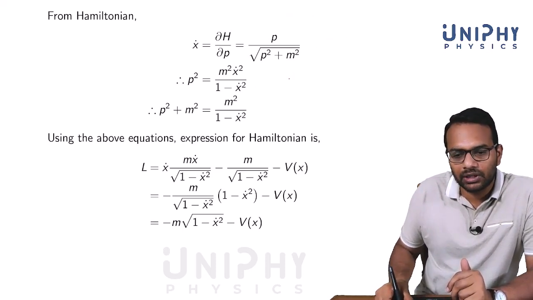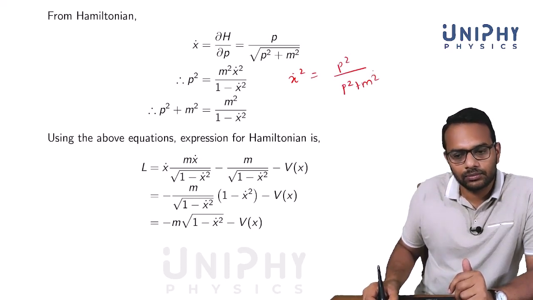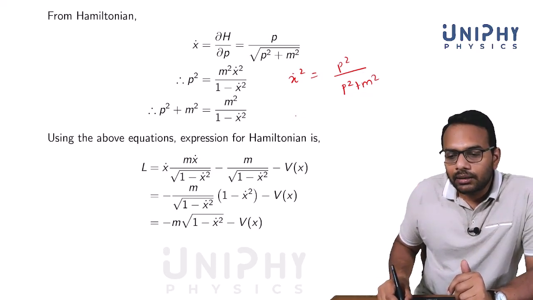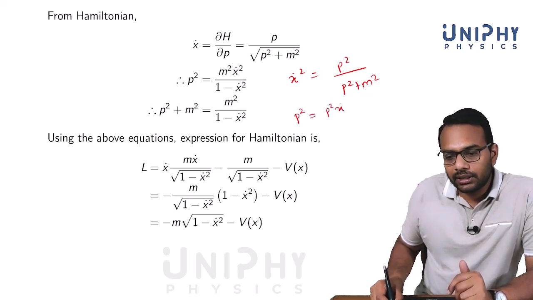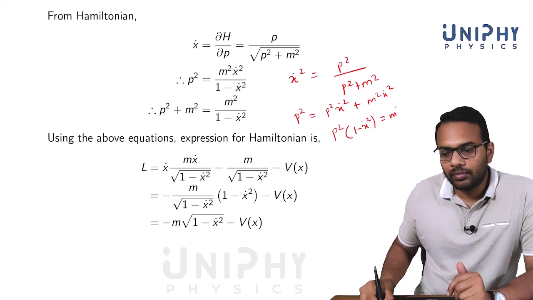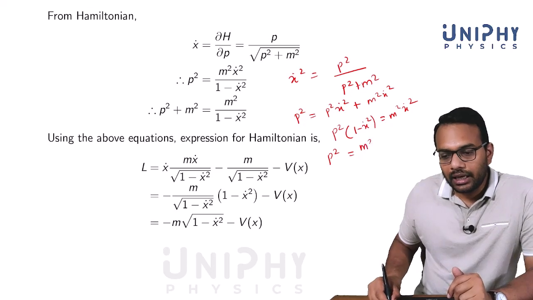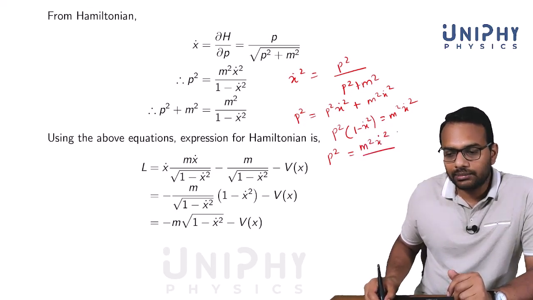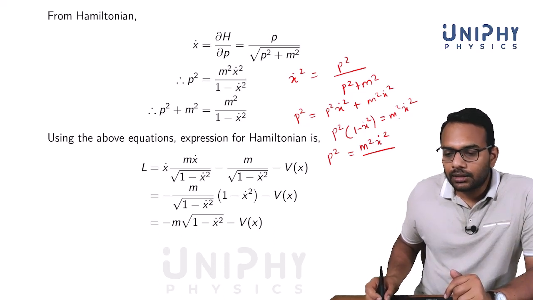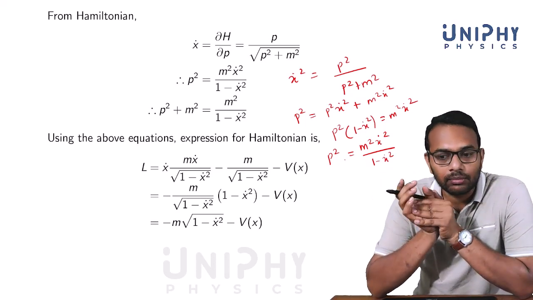Again, I'll just give you one more step. You see that x dot square is equal to p square divided by p square plus m square. So from here you see that p square is equal to p square x dot square plus m square x dot square. So p square multiplied by 1 minus x dot square is equal to m square x dot square, or p square is equal to m square x dot square divided by 1 minus x dot square, or p is equal to m x dot divided by square root of 1 minus x dot square.